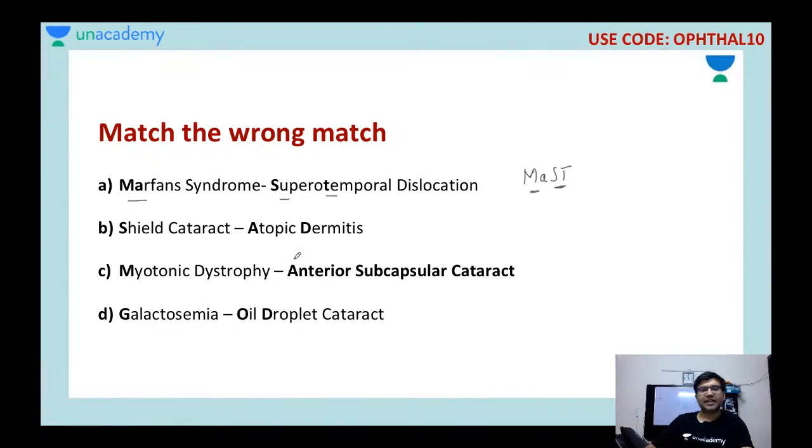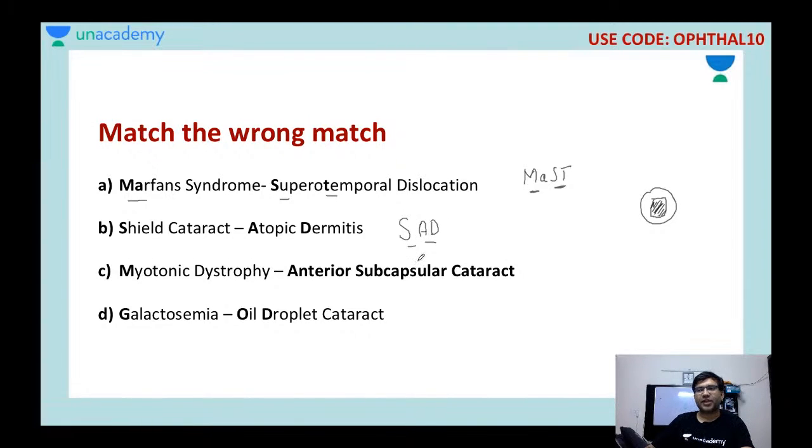Then shield cataract is basically seen in atopic dermatitis. It is basically an anterior subcapsular cataract. This is the lens and you get a cataract like this. This is called a shield cataract, like a shield. Okay, so you can remember it with the mnemonic SAD.